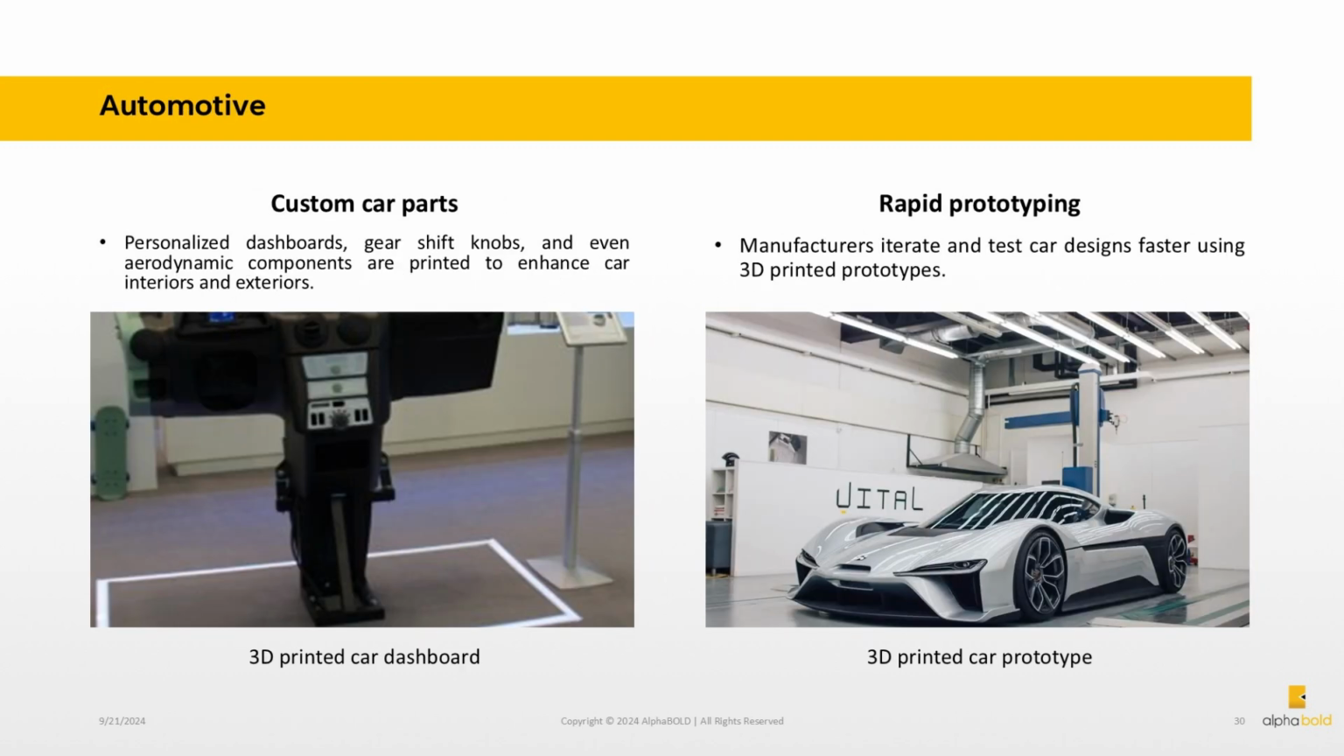Applications of 3D printing in the automotive industry. Custom car parts, personalized dashboards, gear shift knobs, and even aerodynamic components are printed to enhance car interiors and exteriors. Rapid prototyping. Manufacturers iterate and test car designs faster using 3D printed prototypes.